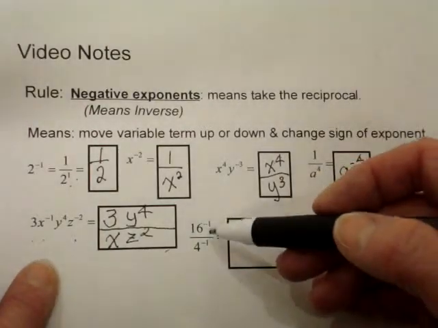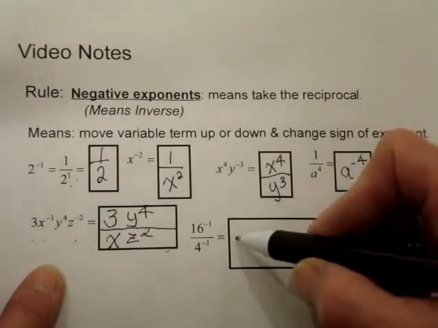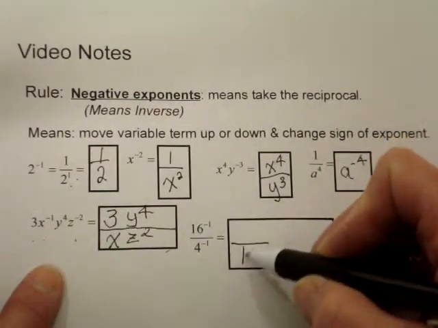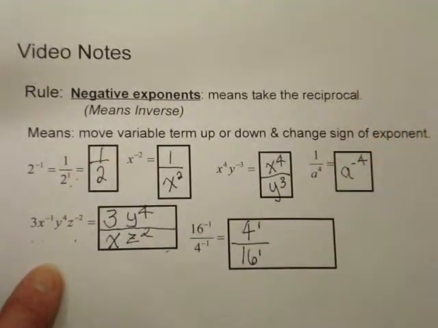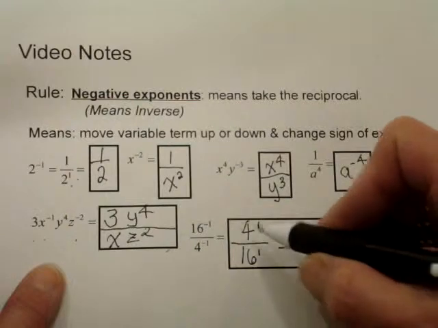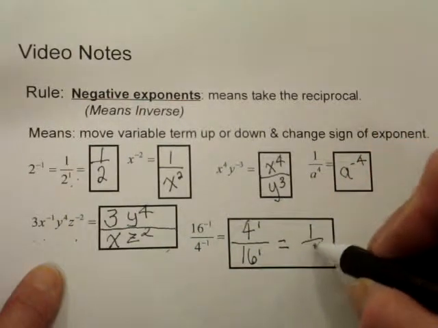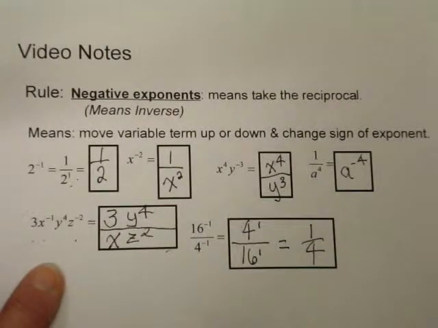This one, the 16 and the 4 are both raised to a negative 1. That means I flip both of them. The 16 to the first power goes on the bottom, and the 4 to the first power goes to the top. And now I can simplify that because 4 over 16 is 1/4. So if there's all numbers or any kind of fraction, see if you can simplify that.